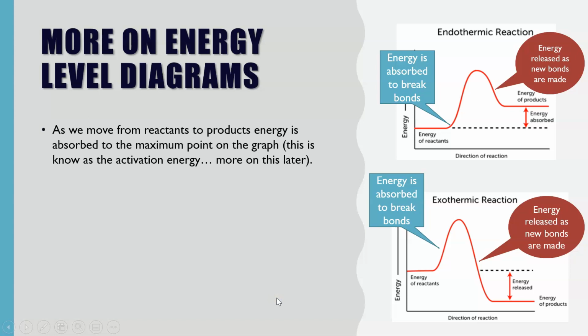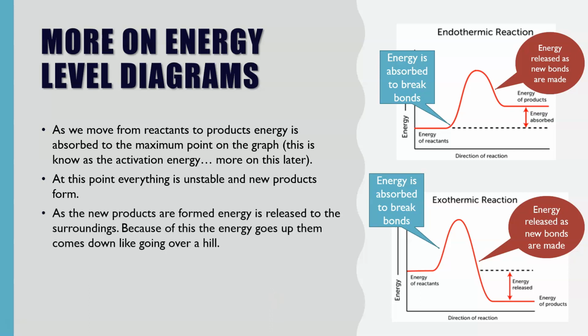So as we move from reactant to product, energy is absorbed to the maximum point on the graph. This is known as activation energy. Now, we're going to look more at activation energy later, but you need a certain amount of energy to make a reaction occur. At this point, everything is unstable and new products form. As the new products are formed, energy is released to the surroundings. Because of this, the energy goes up and down like it's going over a hill when you look at the energy diagram.